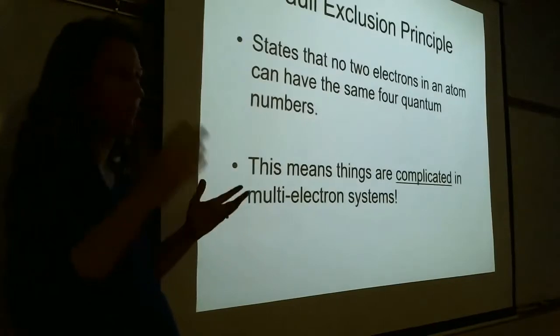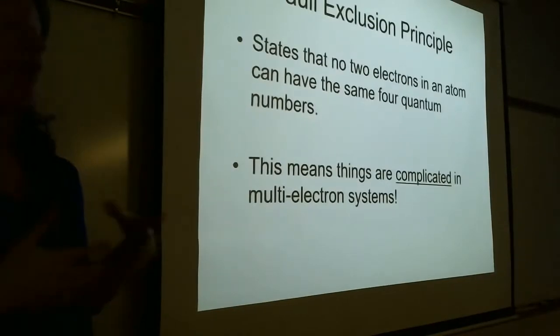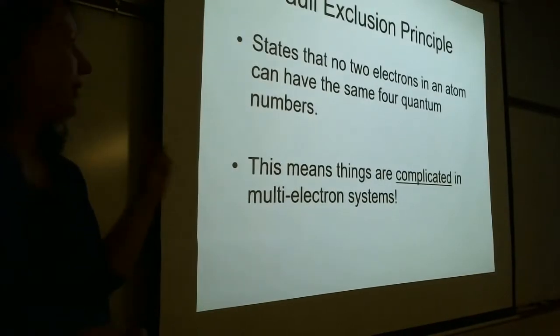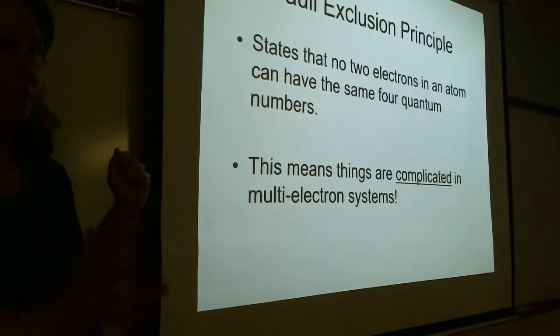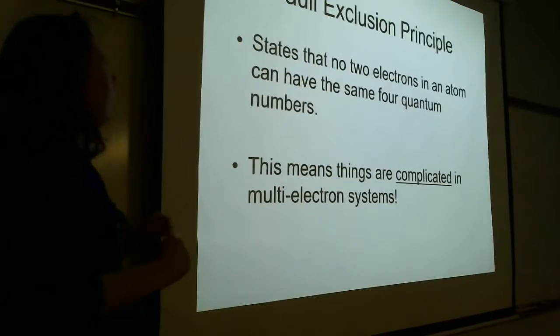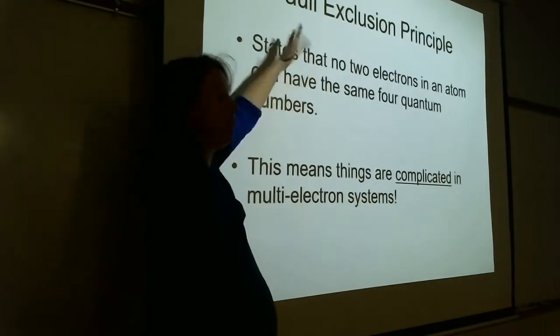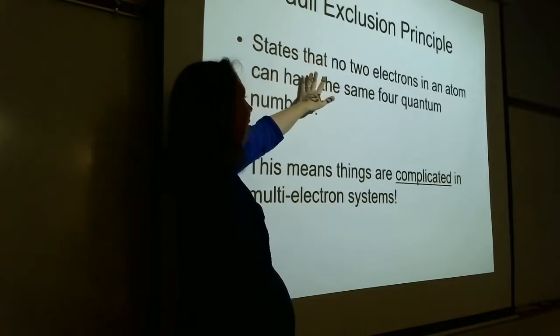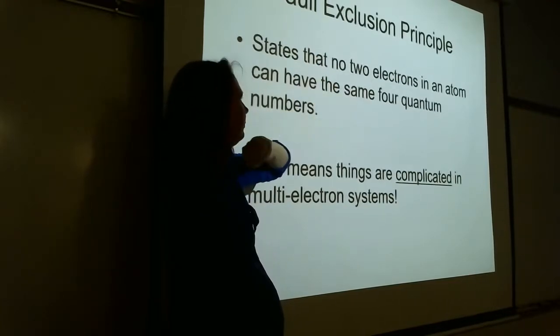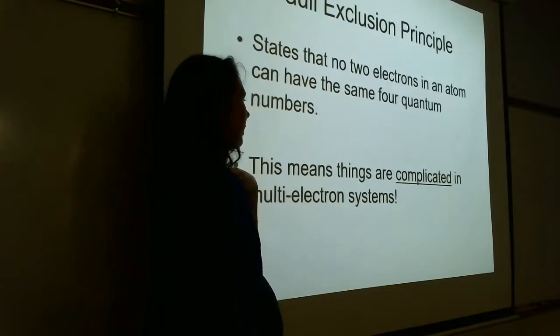Obviously, you and the person next to you would have a whole lot in common, but that very last number would be different, right? Because you're in seat number 1, and the person next to you is in seat number 2. So no two electrons can have the same 4 quantum numbers. Every electron needs to have its own unique set. Okay, that's what the Pauli exclusion principle tells us.